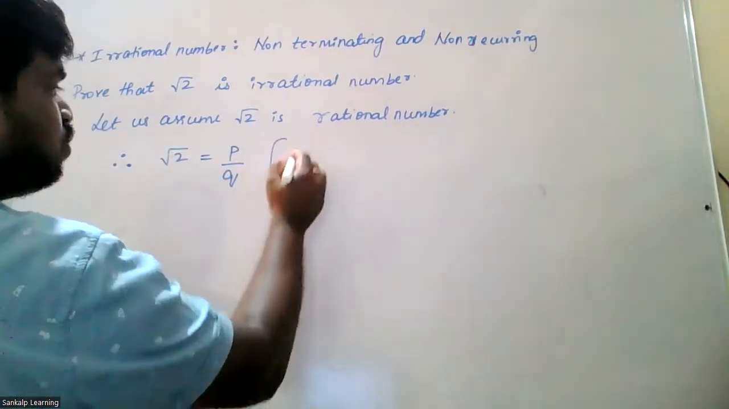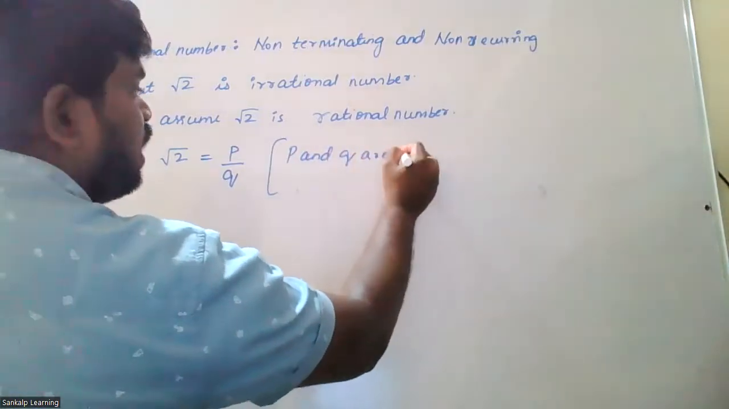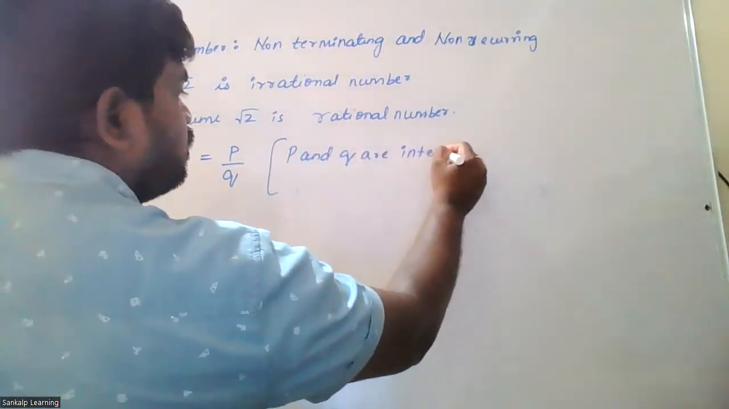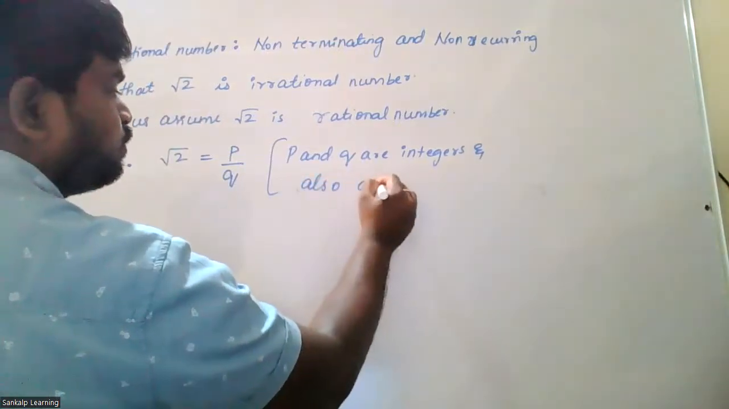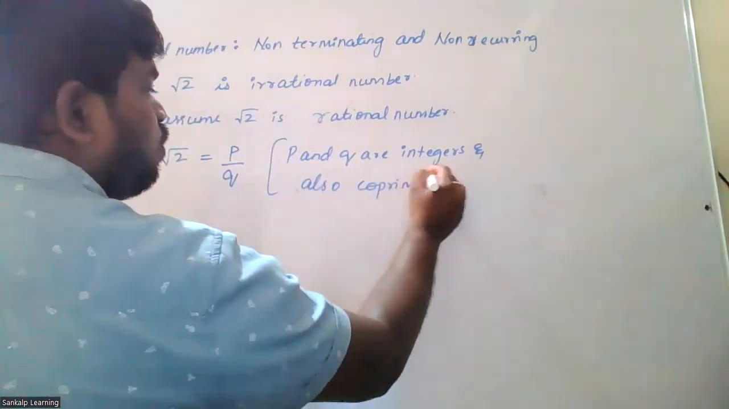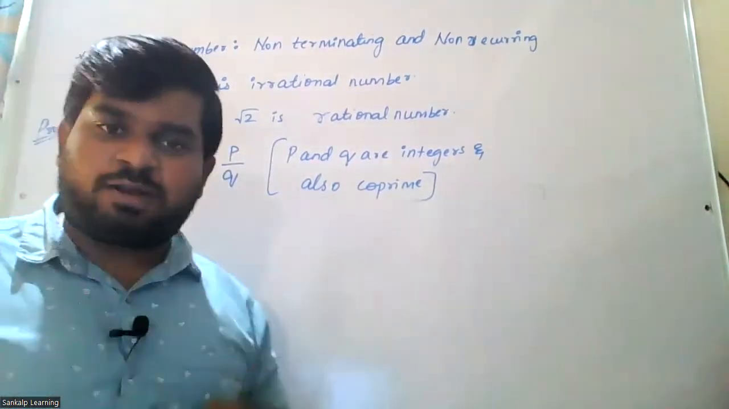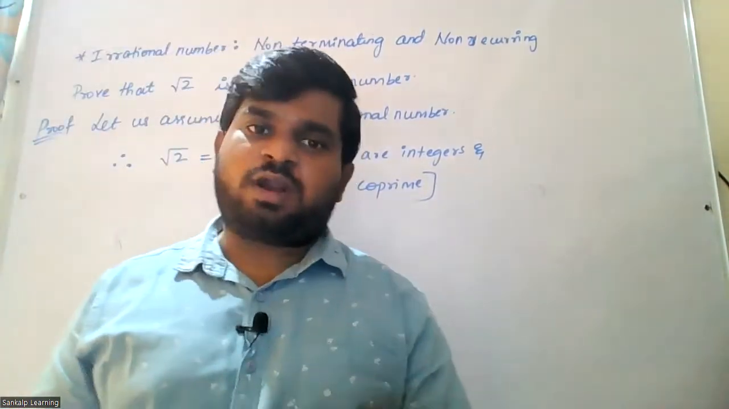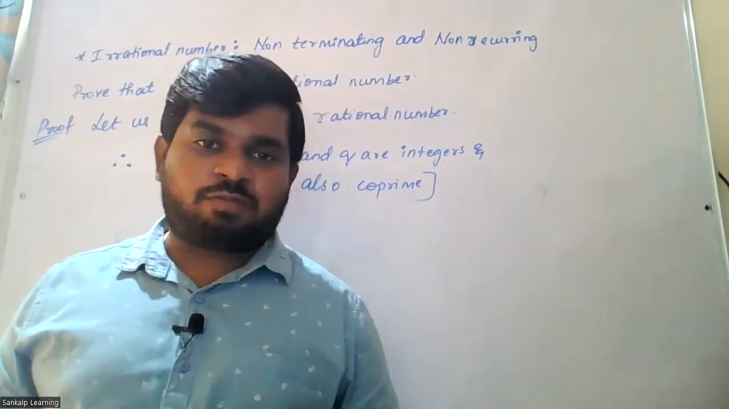What are this p and q? p and q are integers and also co-prime. What do you mean by co-prime? They don't have any common factor other than 1. In the last video I told you what co-primes are. Two numbers are said to be co-primes if they don't have a common factor other than 1.